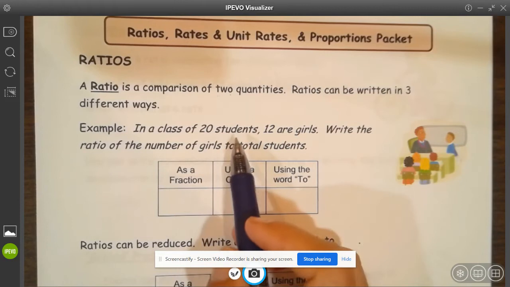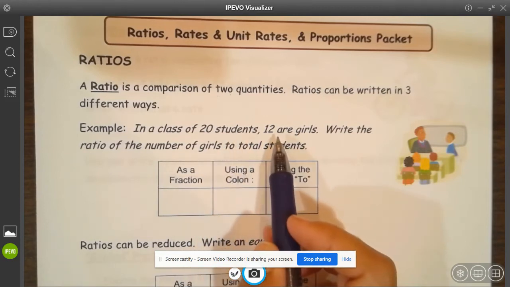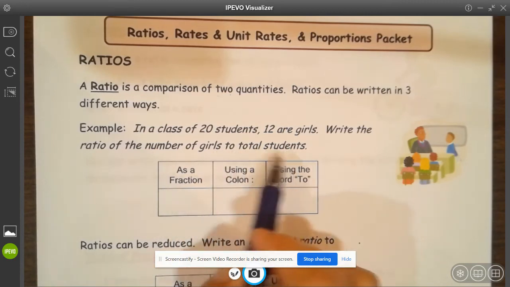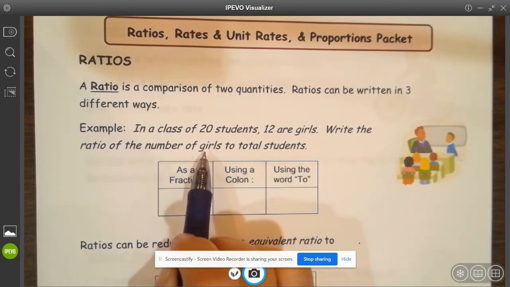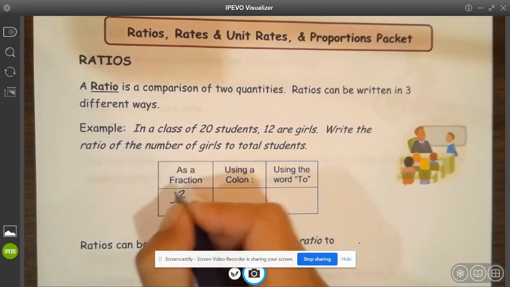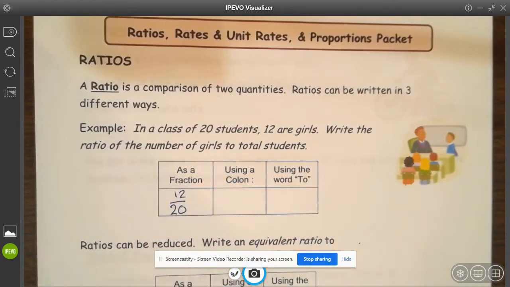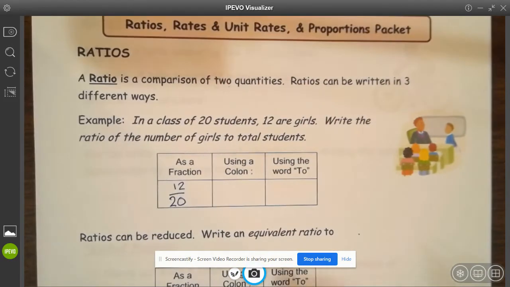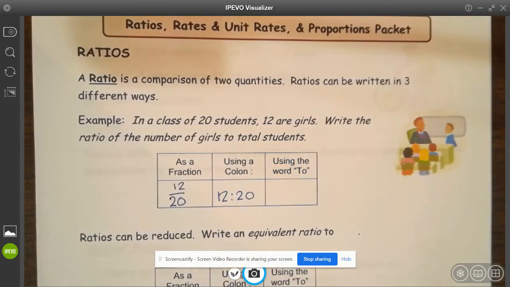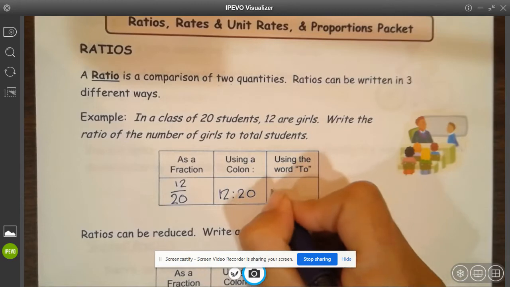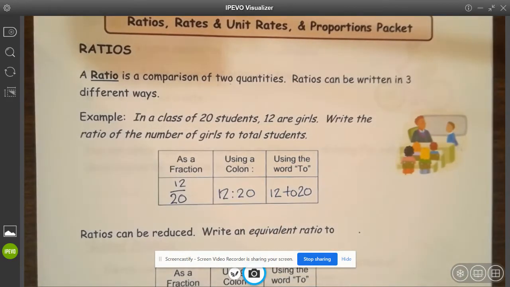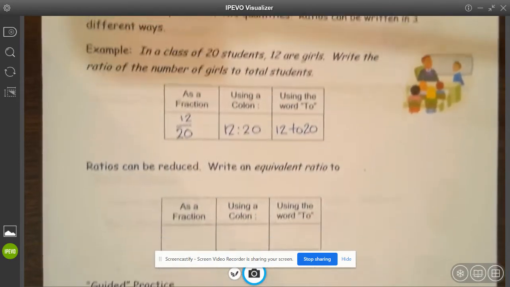Examples: in a class of 20 students, there are 12 girls. Write the ratio of the number of girls to total students. Notice that they ask you girls to total. So the girls will be on top as a fraction and the total will be on the bottom. Using a colon, there's another way, 12 to 20. And then using the word to: 12 to 20 students, 12 girls to 20 total students.